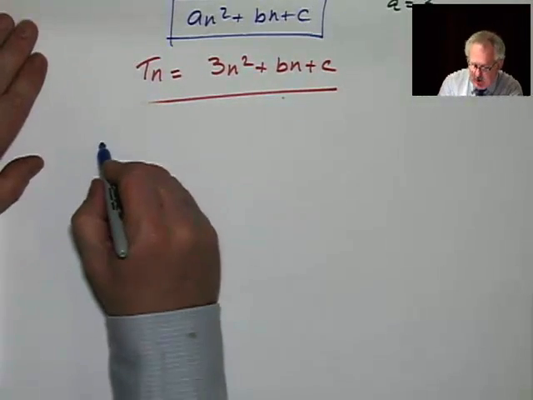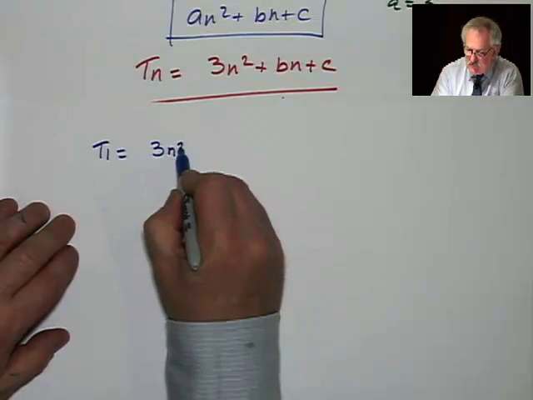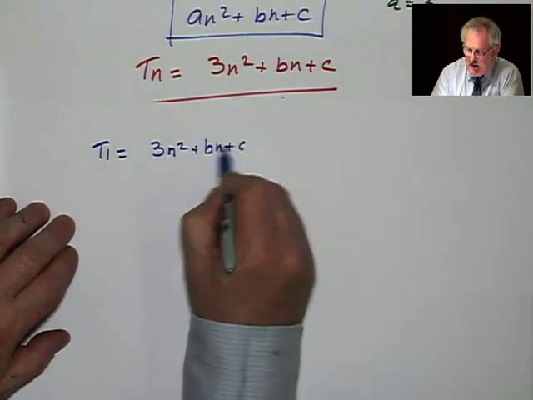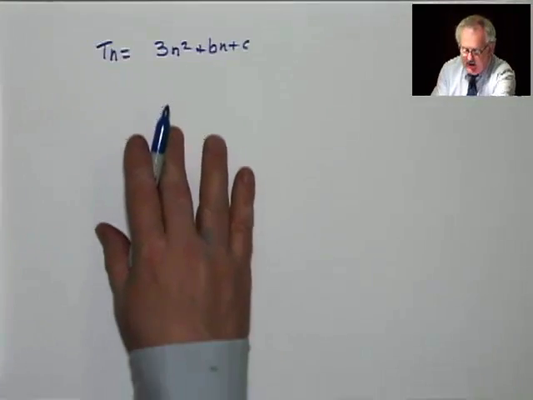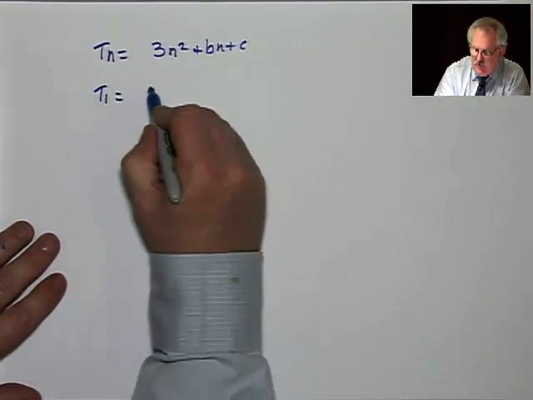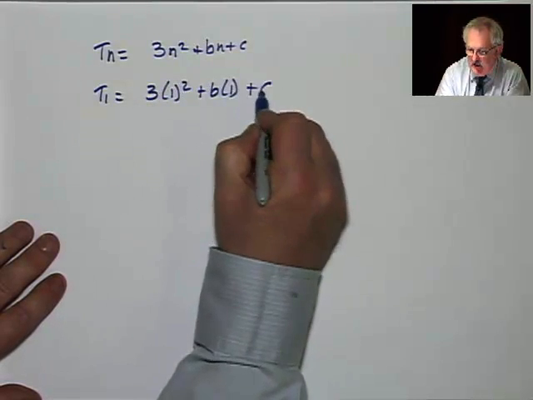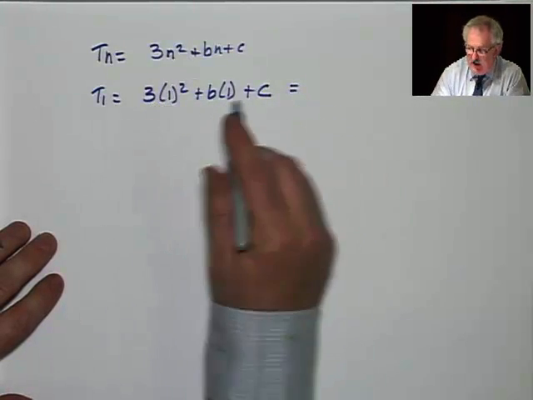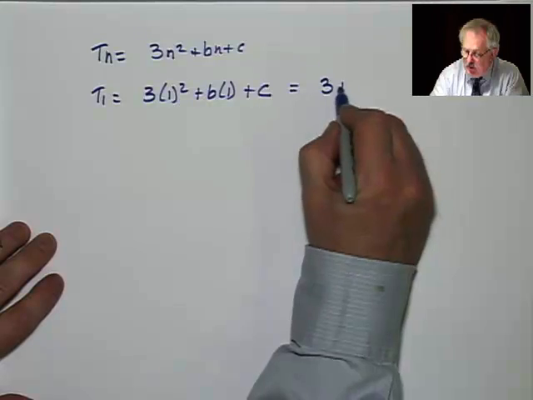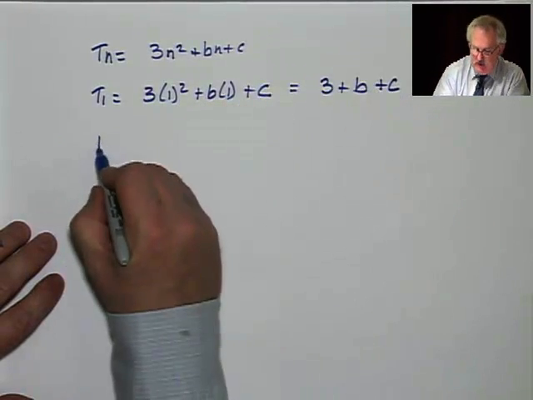So I'm going to take t1. t1 was 5, so 3n squared plus bn plus c would be the normal case for tn. So let's just try t1 then. t1 would be 3 times 1 squared plus b times 1 plus c. And that would be 1 squared is 1, so that's 3. So that's 3 plus b times 1 is b plus c, and that's t1.